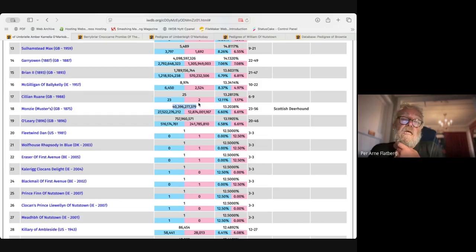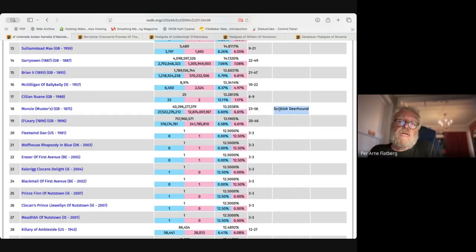In this case, 40,396,277,379 times in his pedigree, from generation 23 to 56. The blue here is the sire side, and the pink one is the dam side. These are the number of generations, and this is the total percentage.